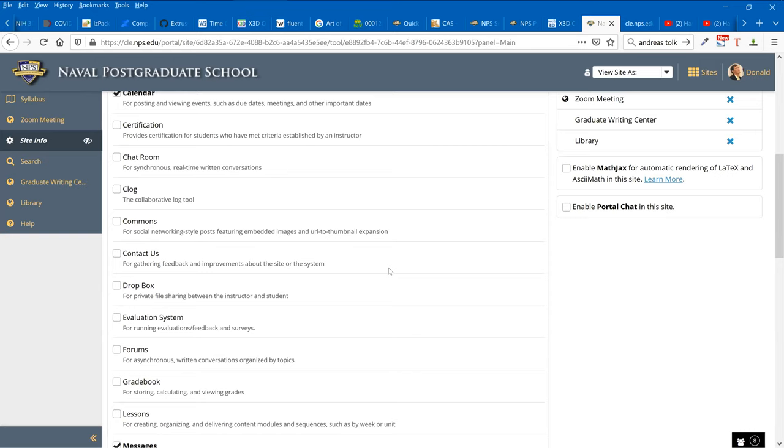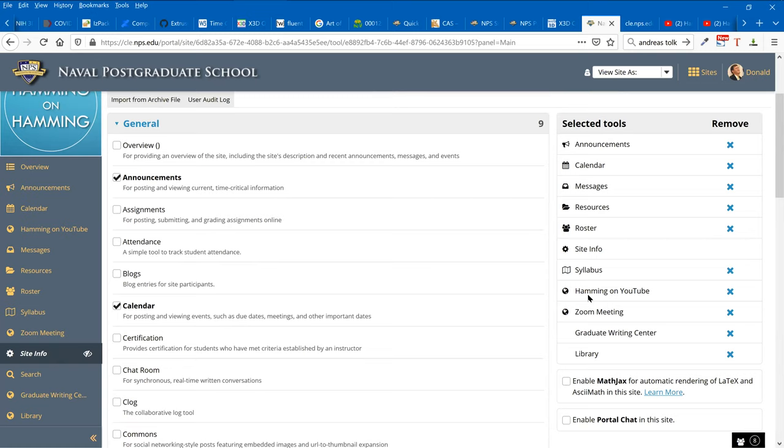Okay, and finally, I've added the library and the Graduate Writing Center for a couple of reasons. One is the Graduate Writing Center, that's crucial to how you can improve your thesis and where it can go. As you're looking at Hamming's ideas and asking how that applies to your thesis, the Graduate Writing Center inevitably will be a very good resource for you.